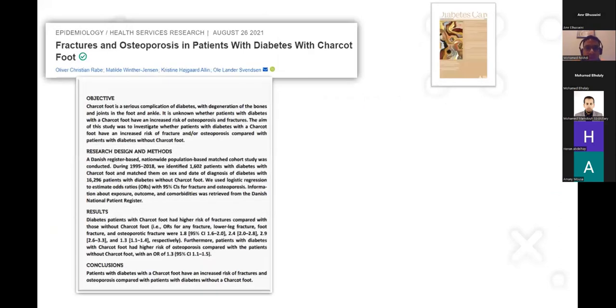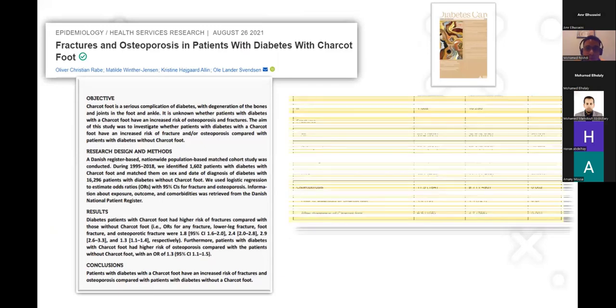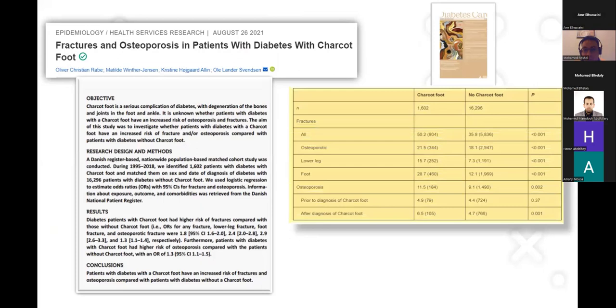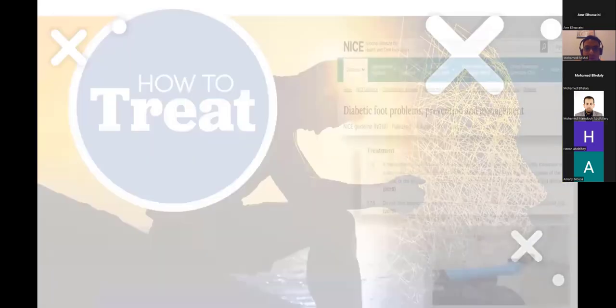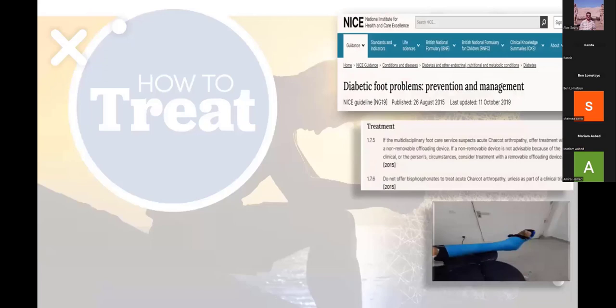However, this paper, which was published on August 26, 2021 in Diabetes Care, a nationwide study and literature review, showed that we have more osteoporotic fractures after the diagnosis of acute Charcot. But some claim that could be due to many complications associated with the pathophysiology of acute Charcot, as part of the neuropathy, the effect of diabetic retinopathy, and the association of many medications used with increasing the risk of hypoglycemia. So how to treat?